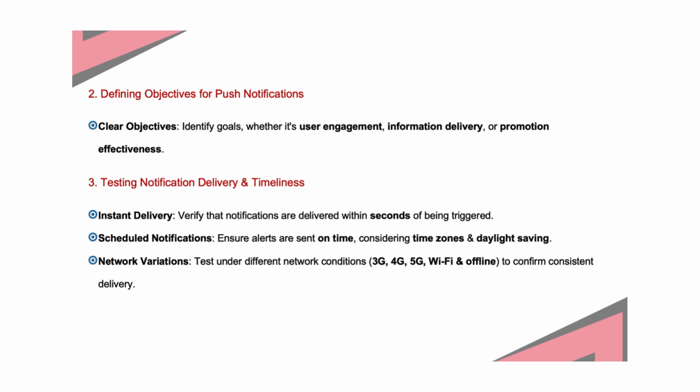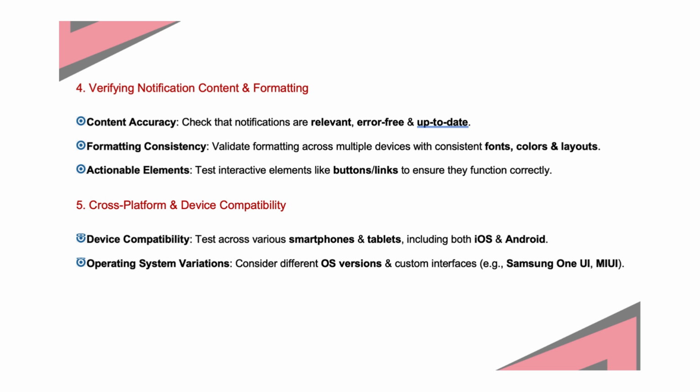Instant delivery. Verify that notifications are delivered within seconds of being triggered. Scheduled notifications. Ensure alerts are sent on time, considering time zones and daylight saving. Network variations. Test under different network conditions, 3G, 4G, 5G, Wi-Fi and offline, to confirm consistent delivery. Verifying notification content and formatting for content accuracy, formatting consistency, and actionable elements. Cross-platform and device compatibility for device compatibility and operating system variations. As explained below.